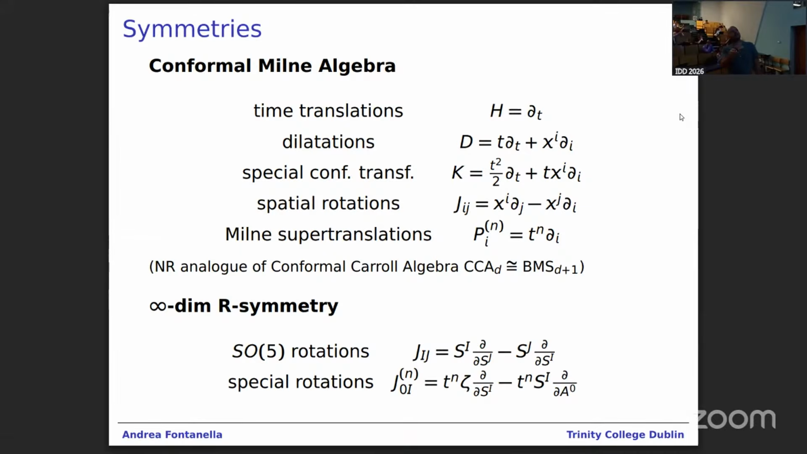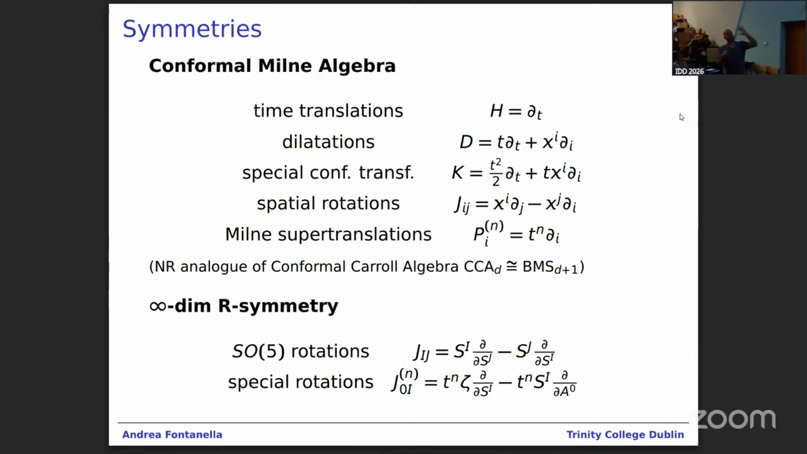And what about the R symmetry? That turns out to be infinite dimensional. You have an SO(5) rotation of your five scalar fields. And then you have some special rotations, which are infinite. They depend on time, and they mix the five scalars with one of the scalars of the Galilean Yang-Mills theory.